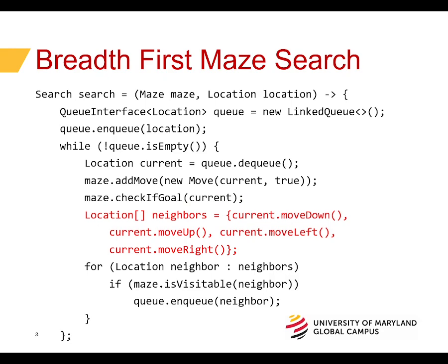In a breadth-first search, all the neighbors are visited first, and then the neighbors' neighbors, and so on. So we fill an array with the 4 neighbors, and use a for loop to add all those neighbors to the first in, first out queue if the neighbors are visitable. Recall that being visitable means that the square is in the maze, it is not blocked, and it hasn't already been visited.